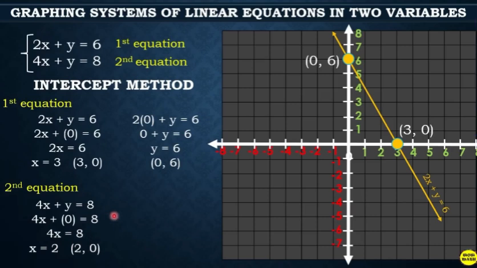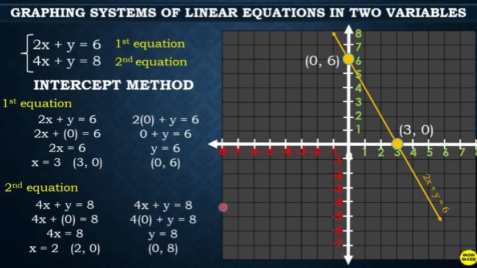Okay, let us solve for the y-intercept. So, we will let x is equal to 0. So, we now have 4 times 0 plus y is equal to 8. So, since this will be cancelled, so we now have y is equal to 8. So, your y-intercept is (0, 8). Okay, so this is how we are going to plot the points. So, you have to rewrite this into ordered pair. So, this is your x-intercept. Rewrite mo siya as ordered pair. Ganon din po dito.